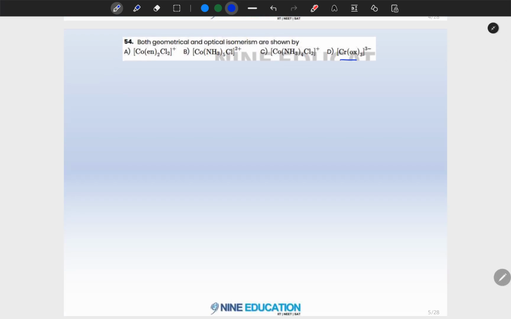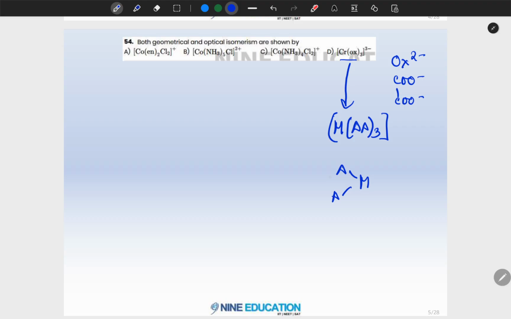Let's check from option D. Oxalate ligand is present. Now this is the structure of oxalate, C double O minus, C double O minus. So this is a bidentate ligand with the same donor site, oxygen is the donor site. So I can represent this complex in this manner. M is the metal and AA is the bidentate ligand having similar donor sites. So in MAA3, how many possible orientations are possible? This is the only possible orientation, right?